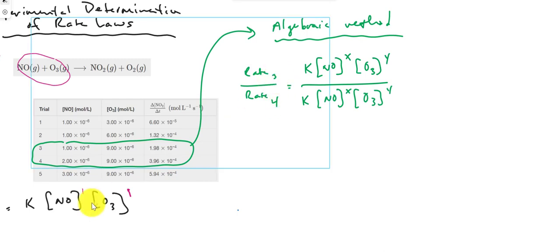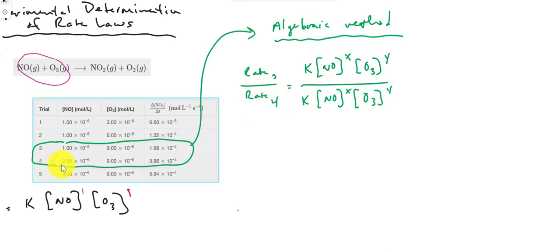So here we have rate 3, so that's for trial 3, and then we have the rate law for trial 4 here. The rate laws are the same and the exponents are the same because we know the rate law has to be the same for both of these things. We just don't know it. And you can put any arbitrary variable here. I just put x and y. And k is, again, the rate constant.